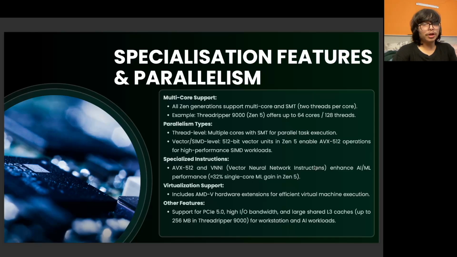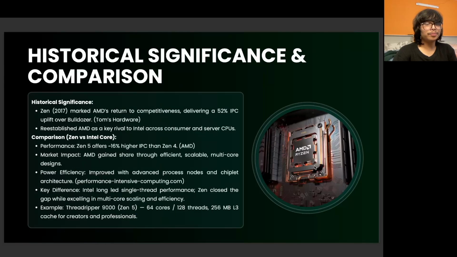Virtualization support through AMD-V allows efficient virtual machine execution, which is important for cloud and enterprise servers. Zen's chiplet architecture is another key differentiator. By connecting multiple smaller dies, AMD can scale performance while keeping manufacturing costs low. These features make Zen flexible enough for gaming PCs, creative workloads, and high performance computing alike.